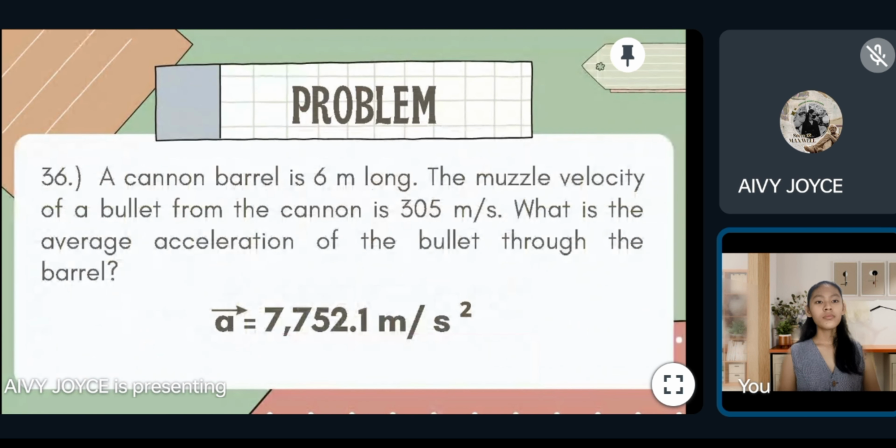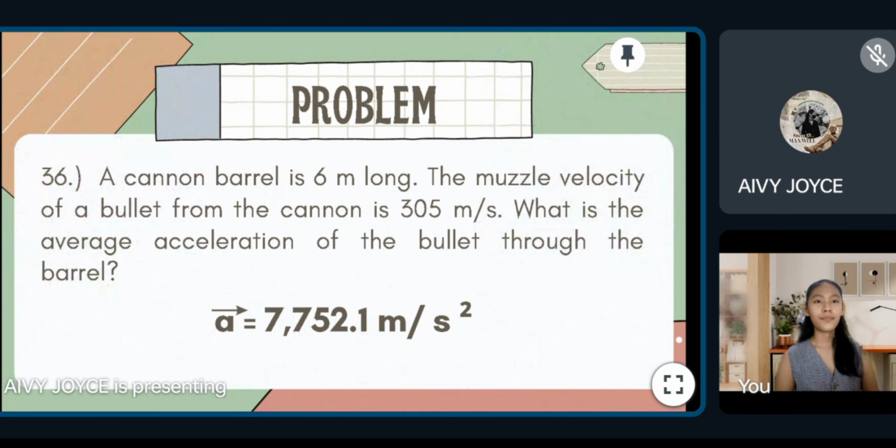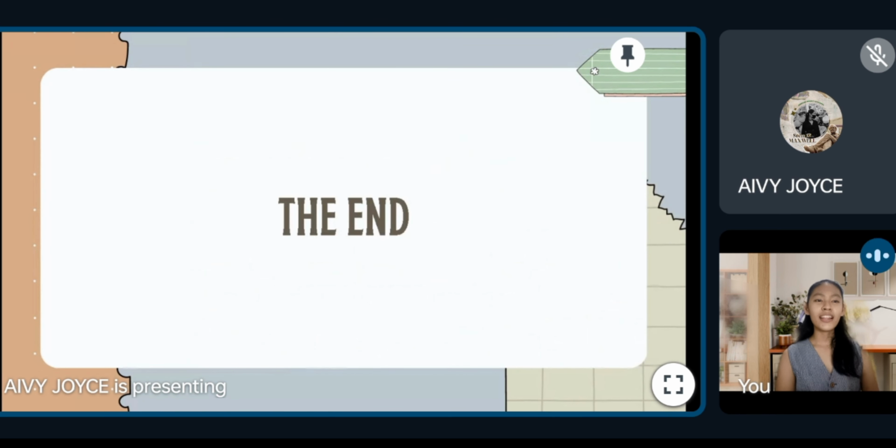So, what is the average acceleration of the bullet through the barrel? It is going to be acceleration is equal to 7,752.8 meters per second squared. That answers the problem, and this is the end of our discussion.